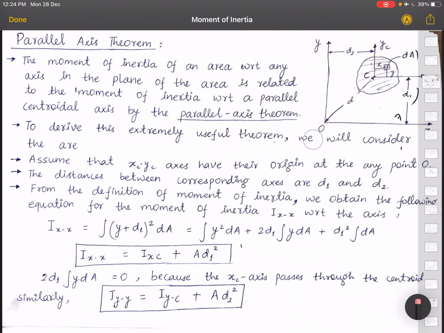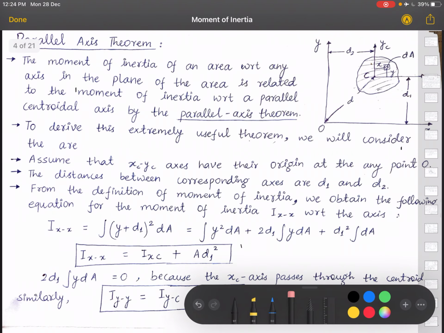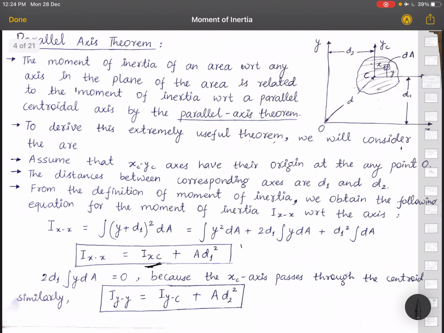Now y squared dA is nothing but the moment of inertia with respect to the centroidal axis only, IXC. And this term will be 0, since it is the first moment of area. And the integral of dA is nothing but the area only. So Ix equals IXC, the moment of inertia about the centroidal x-axis, plus A times d1 squared.